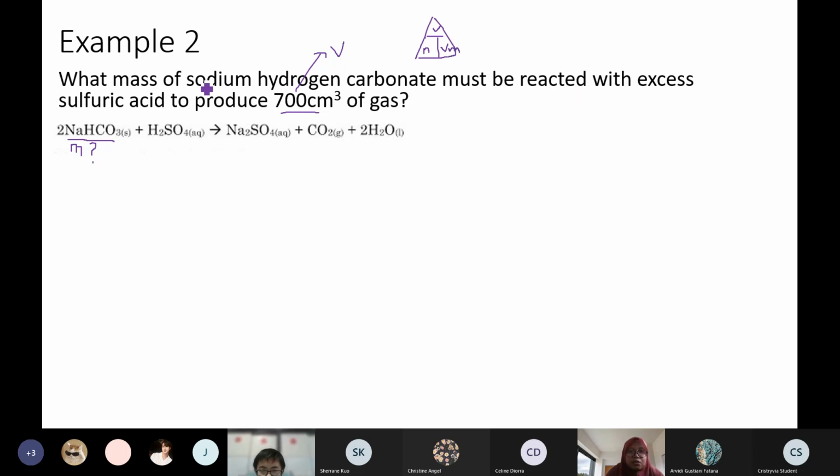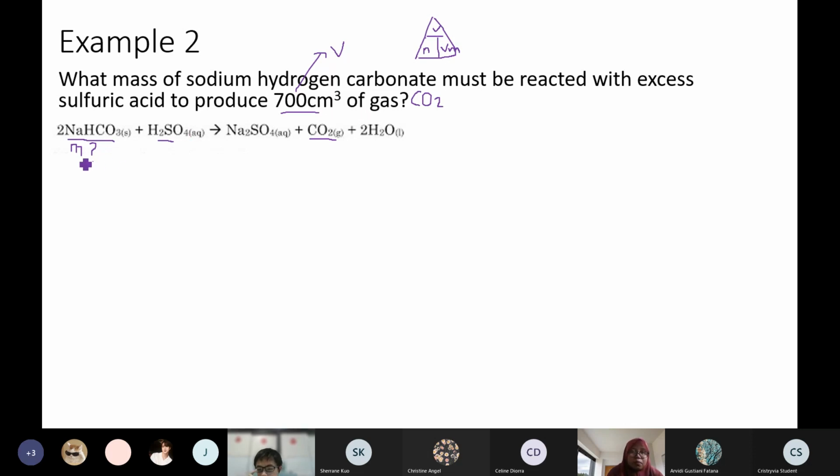Can we react with excess sulfuric acid? This is sulfuric acid to produce gas. So the product that has a volume of 700 centimeter cubes is a gas. What is it? Gas. Aqueous water solutions are not gas. This is the symbol G. So actually the gas is carbon dioxide. Water is in the state of liquid. So 700 centimeter cubes is the volume of CO2, the gas carbon dioxide.